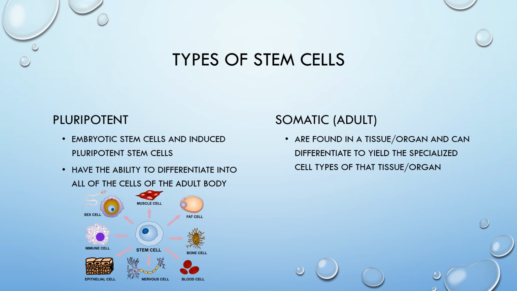So then there are two types of stem cells that can be cultured. You have the pluripotent stem cells, which are then further divided into embryonic and then induced pluripotent stem cells, or iPSCs. These stem cells are those that have the ability to differentiate into any type of cell in the adult body. And then you have somatic or adult stem cells. These are found in a tissue or an organ and then can only differentiate into the specialized cell types of that tissue or organ. Different types of stem cells often require different culture conditions.